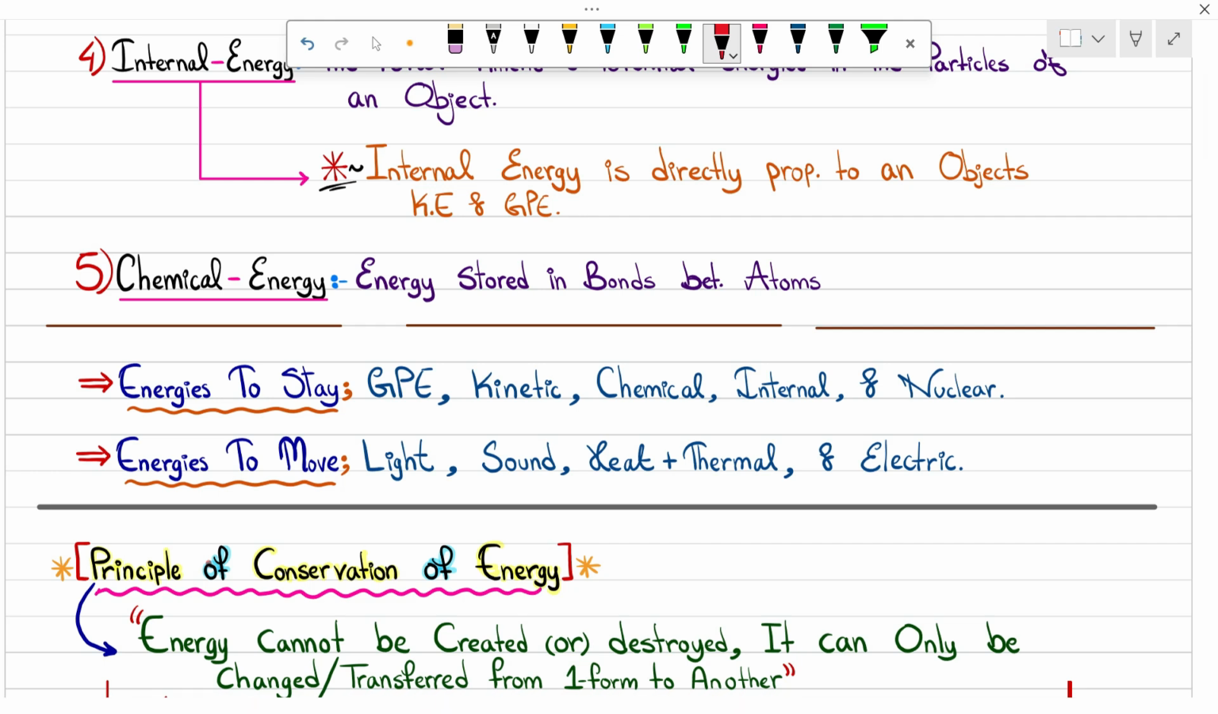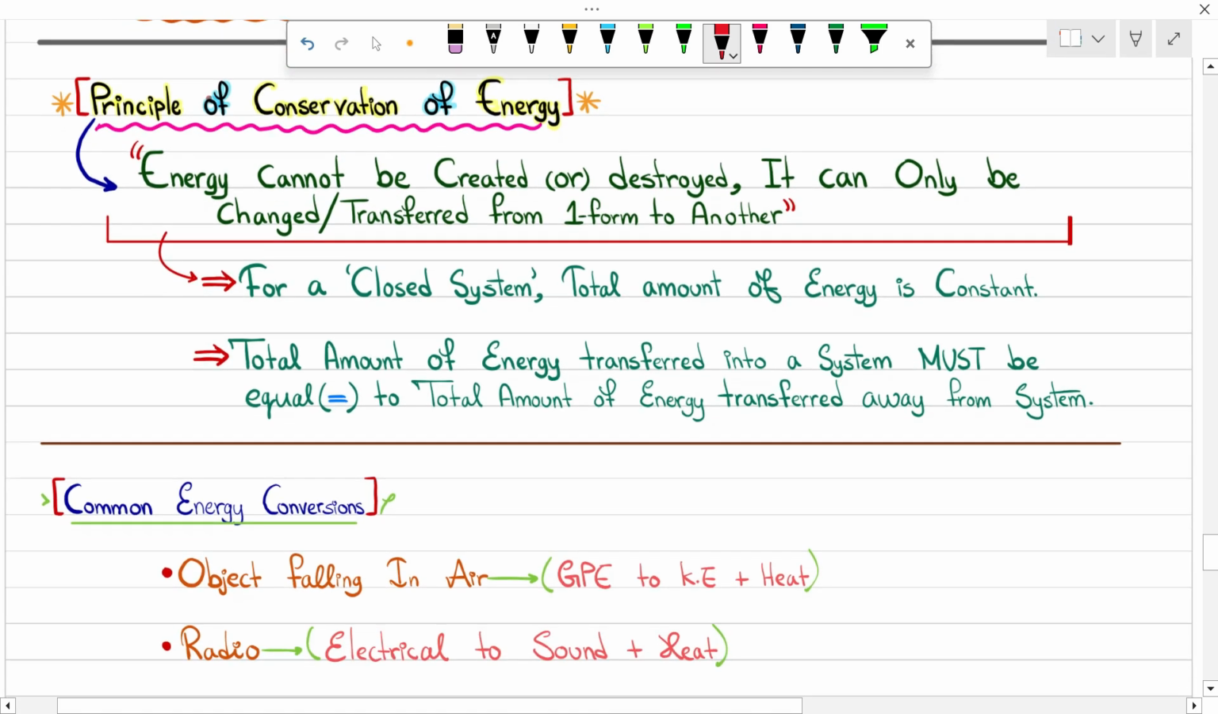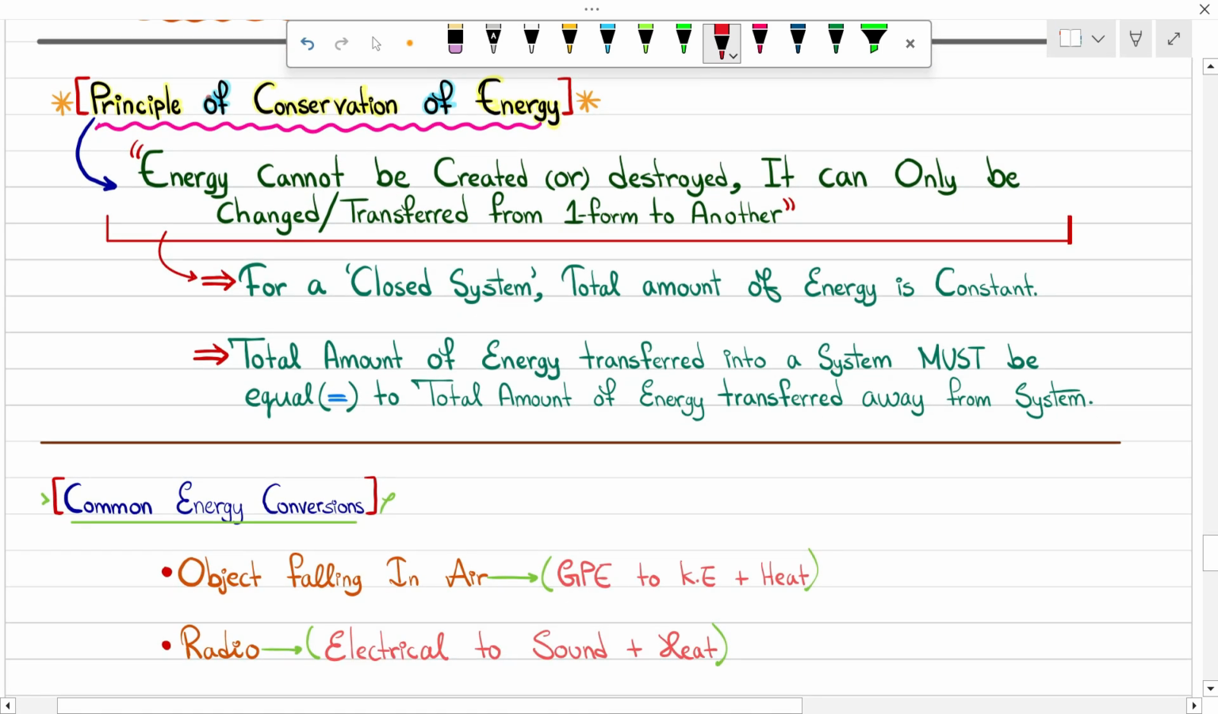So all these energies we just listed can be divided into two further groups. The first one is energies that stay, like GPE, kinetic, chemical, internal, and nuclear. Or energies that move: light, sound, heat, thermal, electric. And that's all for the energies.